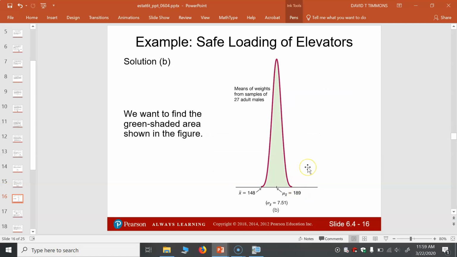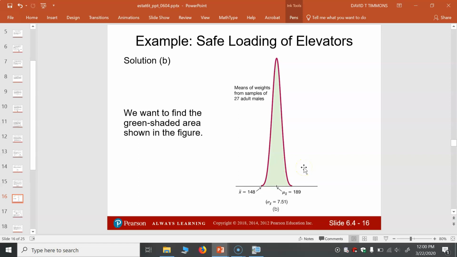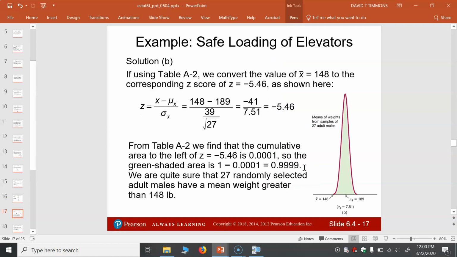And so this is what the picture looks like. And you can see that narrow shape now. So this would be the distribution of sample means for sample sizes of 27. Much narrower, much tighter, much less variation around the population mean. And again, they'll use the tables, they'll come up with a z-score, minus 5.46. But again, you see there's that probability of 0.999.